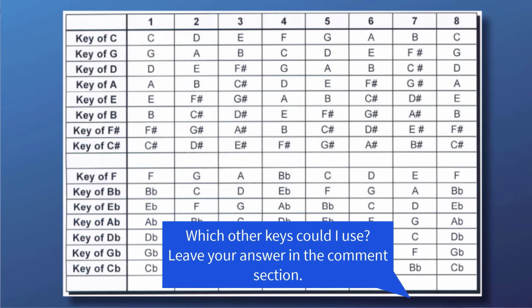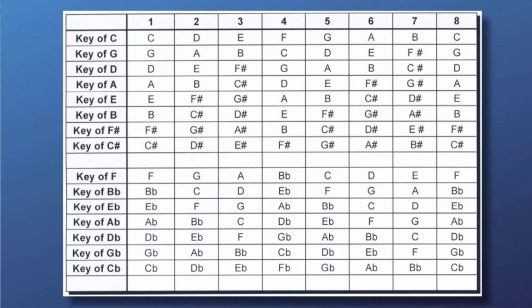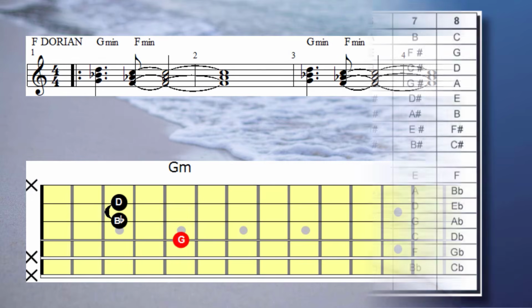Okay, let's have a listen to how each one of these Dorian modes sound and feel. We'll be playing the exact same chord progression in each one of these keys. Let's begin with F Dorian.